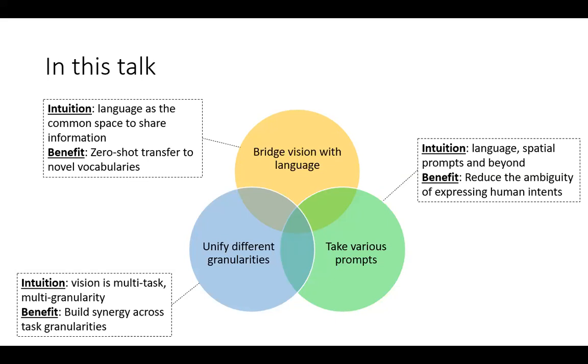And the benefit is also very simple. In this way, we can reduce the ambiguity of expressing human intent. So we can use language as a bridge to share the information, and we can also use some other types of prompts to let the model understand the user's intent. For example, a stroke.